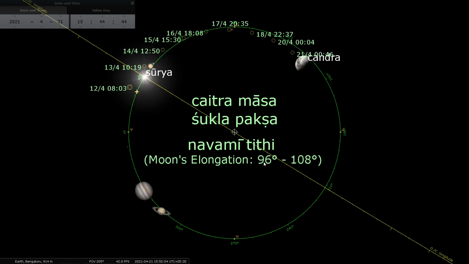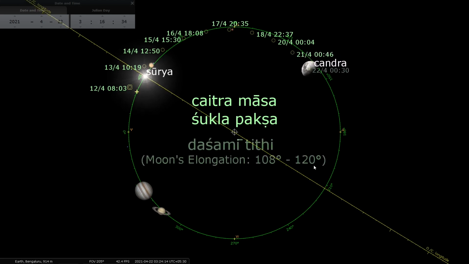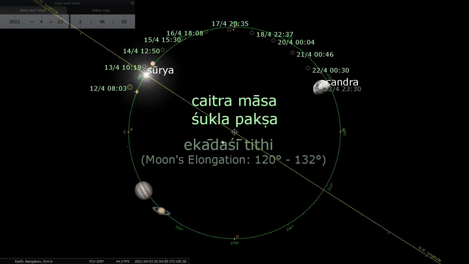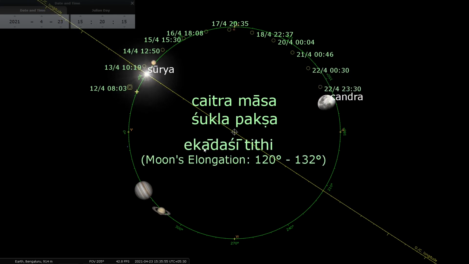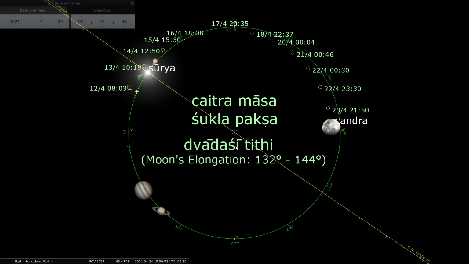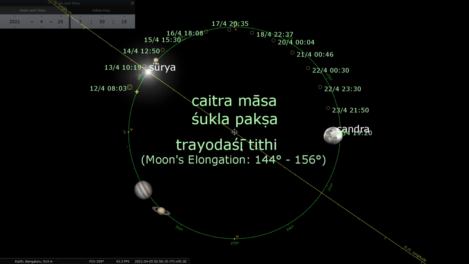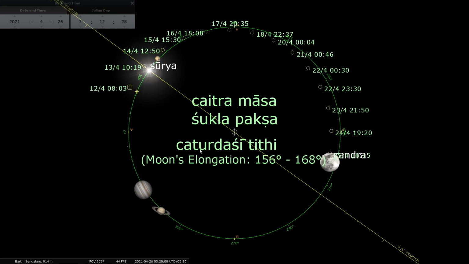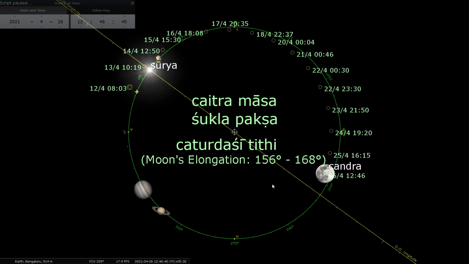Navami Tithi is in progress, 96 to 108. Dashami Tithi is nothing but the 10th Tithi. Dasha is 10. Now Ekadashi Tithi, Ekadasha, 11th Tithi. Dwadashi Tithi is Dwadasha, 12th Tithi. Trayodashi Tithi is nothing but Trayodasha, 13th. And Chaturdashi is nothing but Chaturdasha. And now, what happens after this? The Tithi should be 15th Tithi. Yeah. So it should be called Panchadashi Tithi.